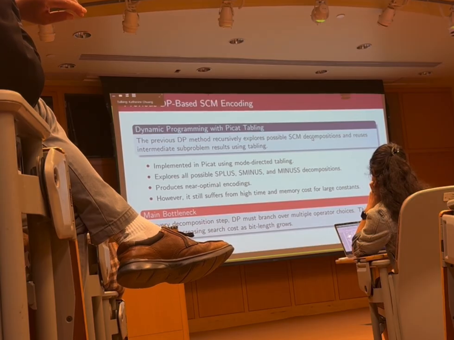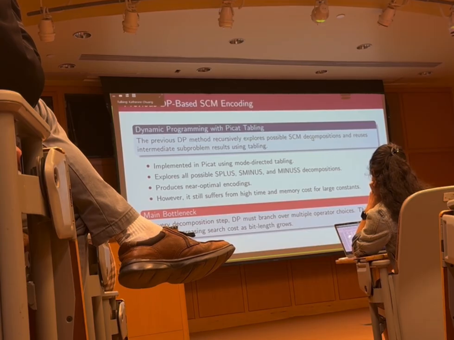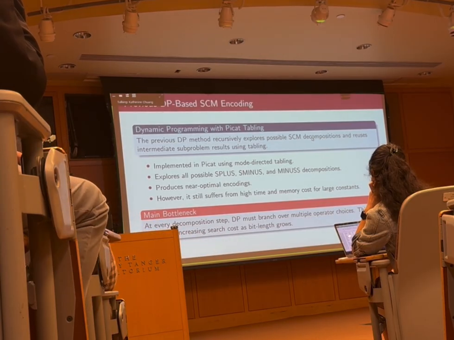The problem is that it still suffers from high time and memory cost for large constants because it explores all three operators. At every decomposition step, DP must branch over multiple operator choices. This leads to rapidly increasing search cost as the bit length grows. The bit length means the length of the binary representation of a specific constant.